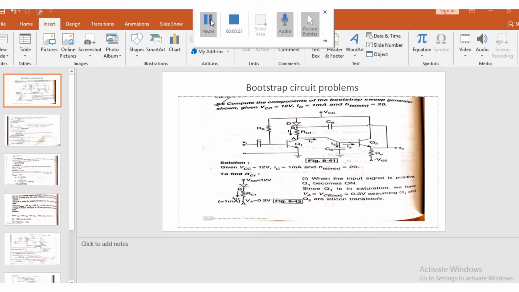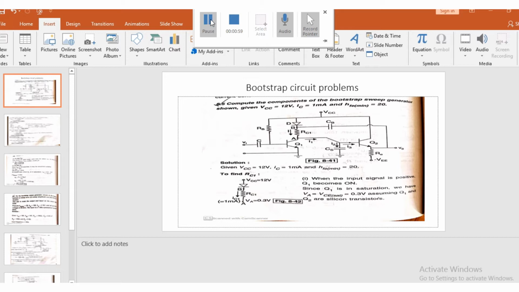You can see on the screen we have one problem. First I'll read out the question. Compute the components of the bootstrap sweep generator shown, given VCC equal to 12 volts, IC equal to 1 milliamp and HFE minimum equal to 20. A circuit diagram is given, and for that circuit some values are given. We have to find all the remaining components of that bootstrap sweep generator. So we'll start with the solution.